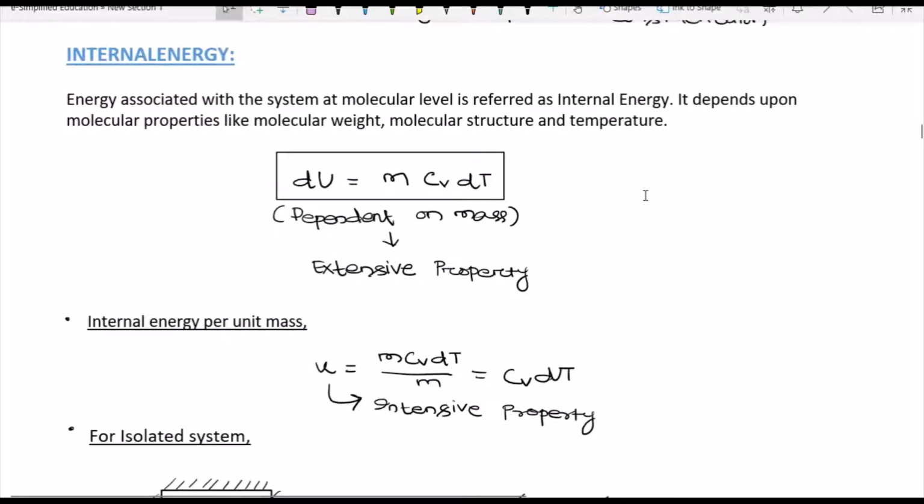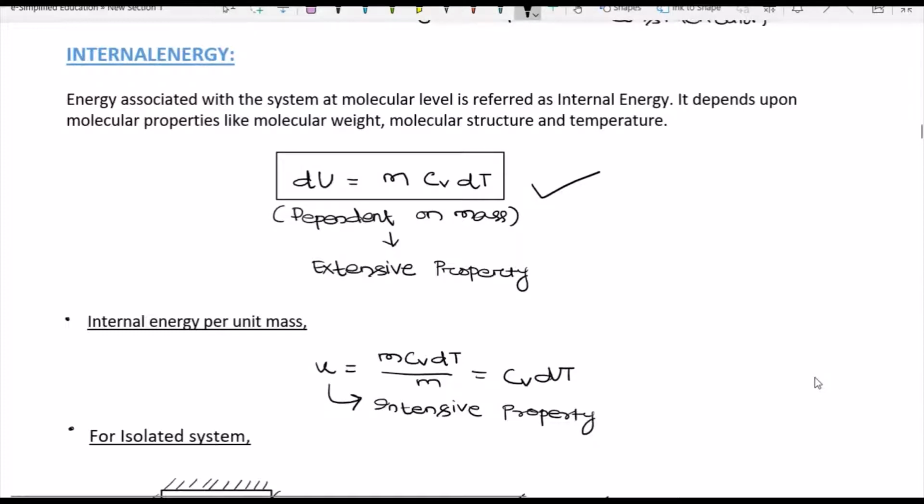We know that there is a crystal structure in each and every molecular structure. So they have some molecular weight, molecular structure and temperature. If molecular weight changes, the crystal structure will change. If temperature changes, the crystal structure will change. That's why the internal energy depends on the molecular weight, molecular structure and temperature. This is internal energy. But the major formula we use for internal energy is mCvdT.